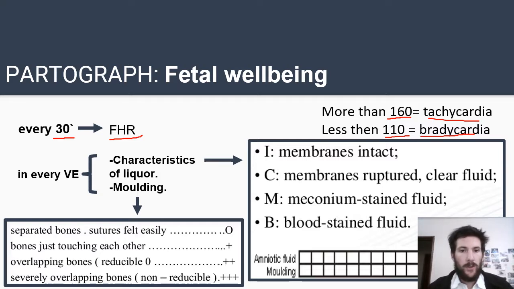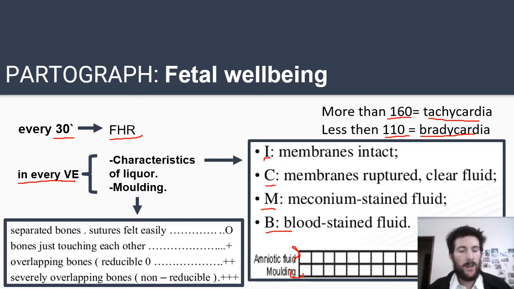And also, in the fetal well-being, in every vaginal examination, you have to fill in this part of the chart: the amniotic fluid and the molding. For the characteristics of the liquor, you put an I if the membrane is intact, it means the membrane is not broken, a C if the membrane is ruptured with clear fluid, an M if there is meconium stained fluid, or a B if there is blood stained fluid.